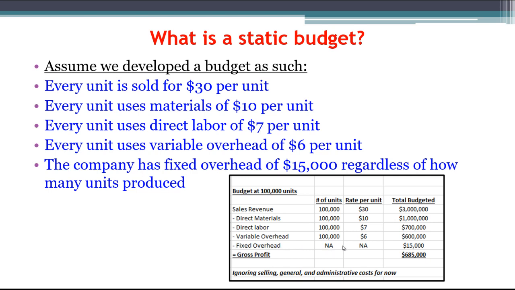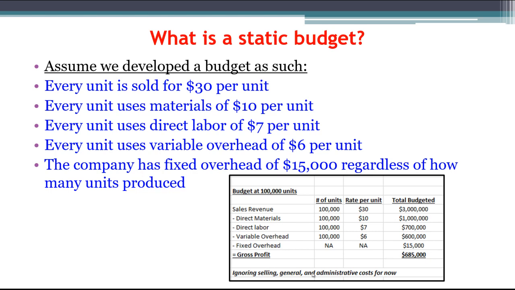So that's why we have NA here. It doesn't matter how many units were produced within the relevant range. That's an important thing. At some point, if we all of a sudden jump up to 10 million units, then of course we're probably going to have to buy a new factory, get new equipment, all of that. But within our relevant range, within our current level of capacity, we don't need to worry about a rate per unit. We just plug in the $15,000.